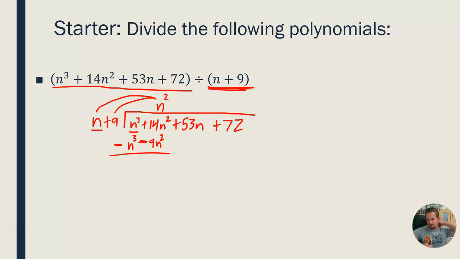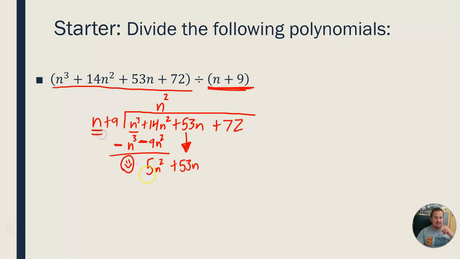Whenever I subtract polynomial terms, the signs change. So n cubed minus n cubed is 0, which is what I want. Then 14n squared minus 9n squared is 5n squared. Then I'm going to bring down this next term, 53n, and I'm going to start the whole process over again. To finish this problem, I'm going to go a little bit faster.